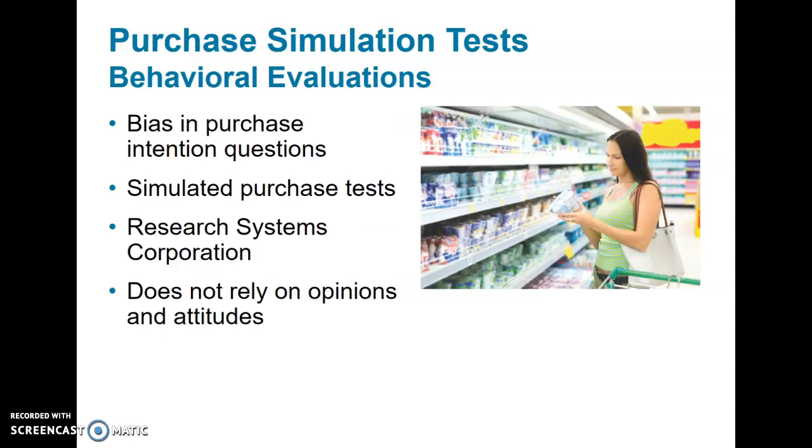Another behavioral measure is purchase simulation tests. Purchase intention questions are biased, with more people saying they will buy a product than actually do. Simulated tests are more accurate. Research Systems Corporation is a primary provider of simulation tests. It doesn't really rely on opinions or attitudes. Research Systems Corporation uses a controlled lab and a simulated store to study consumer purchases. Subjects are given various scenarios or shown particular ads and asked to shop as they normally would at their store.